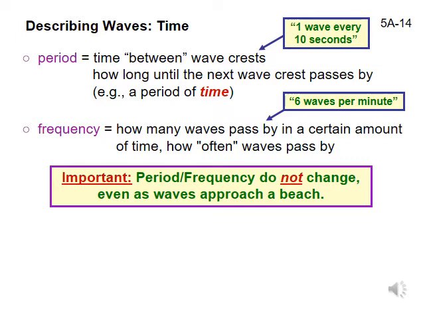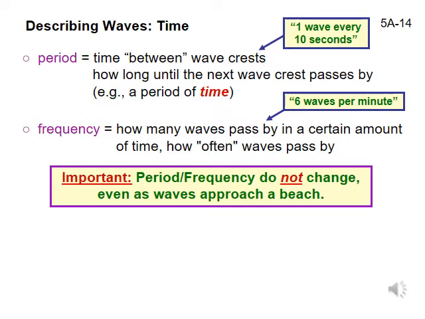This is called the wave period, the period of time it takes for a wave crest to go by, travel the distance of one wavelength. Alternatively, you can measure the wave frequency, how often a wave comes by. For example, 6 waves pass by in a minute.